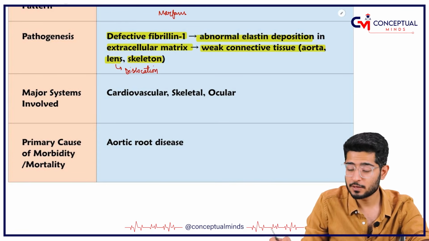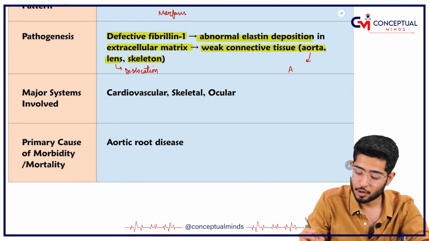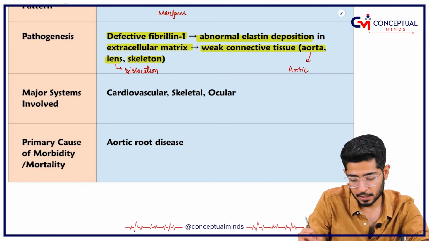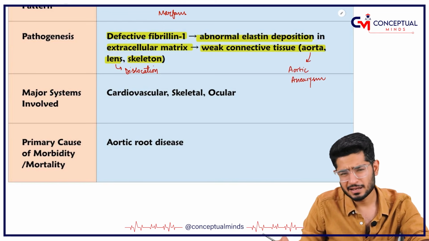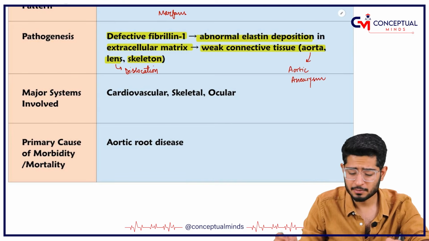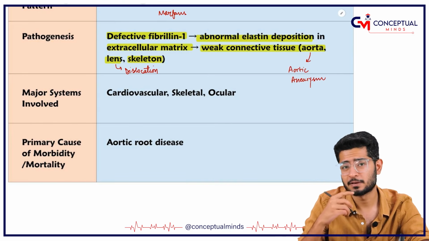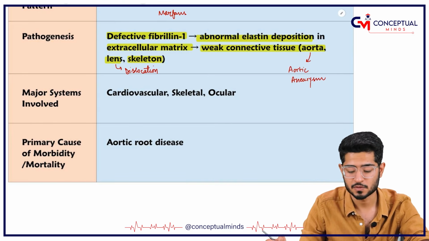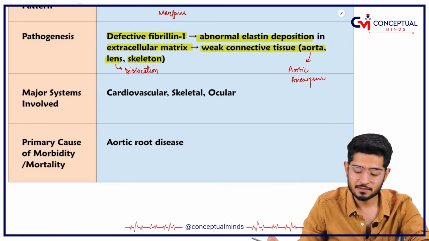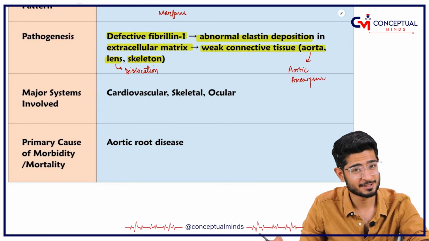Marfan syndrome is very well associated with abdominal, or I should say aortic, aneurysms. Why? Because a lot of elastin fibers are going to get deposited outside, so these symptoms are going to come. So what are the major symptoms? What are the major systems involved?